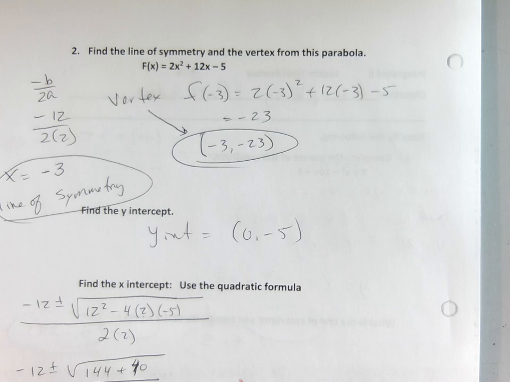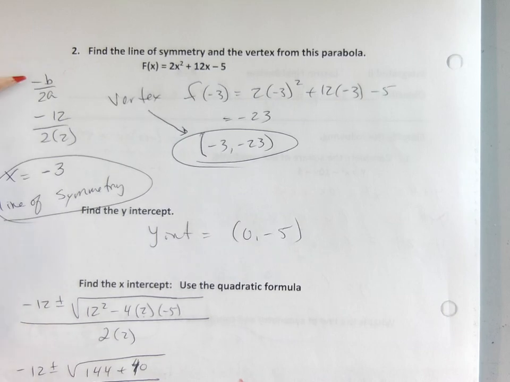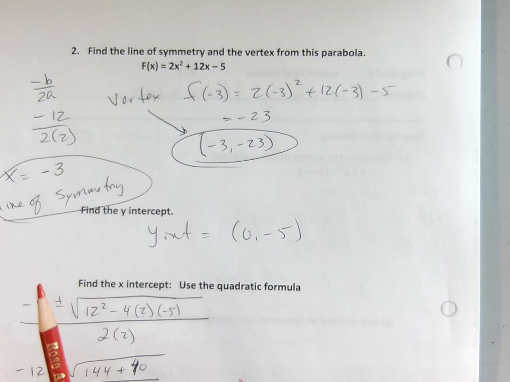So first of all, it's in standard form. I'm not going to complete the square. I'm just going to use negative b over 2a. I think that's easier. My b is 12, -12 over 2 times my a, which is 2. 12 over 4 is 3, so it's -3 because of the negative. So my line of symmetry is at x equals -3.